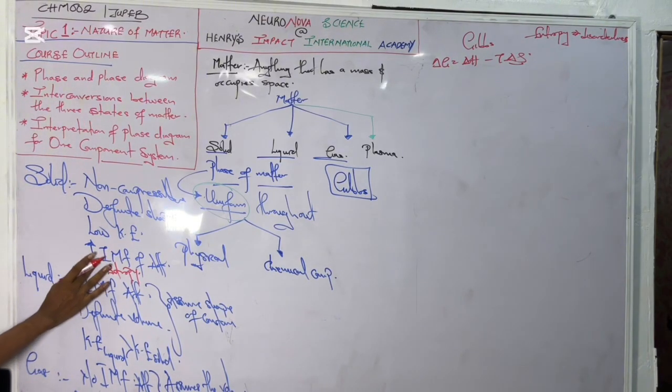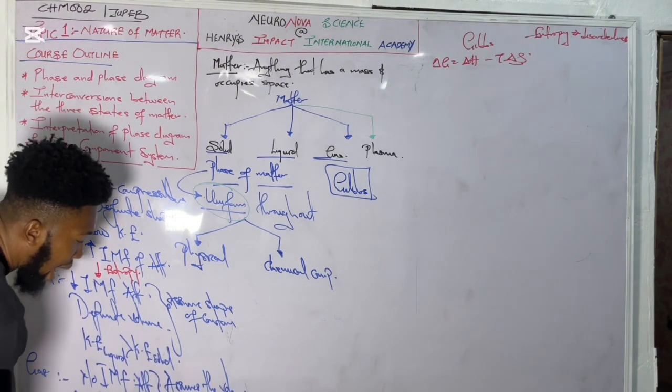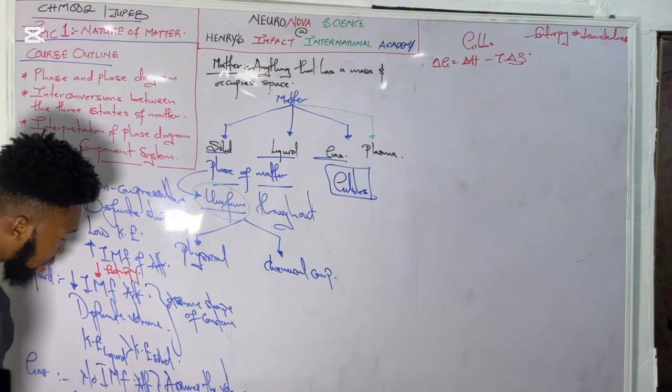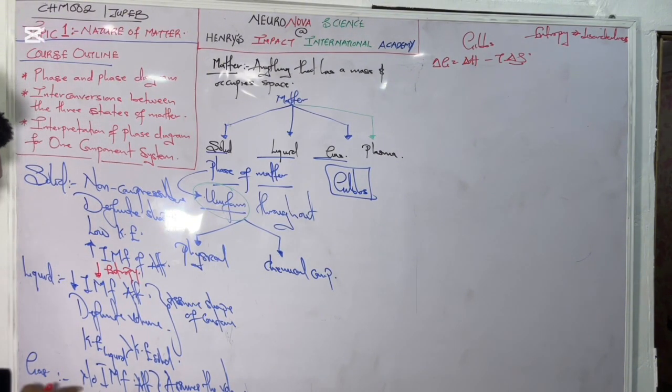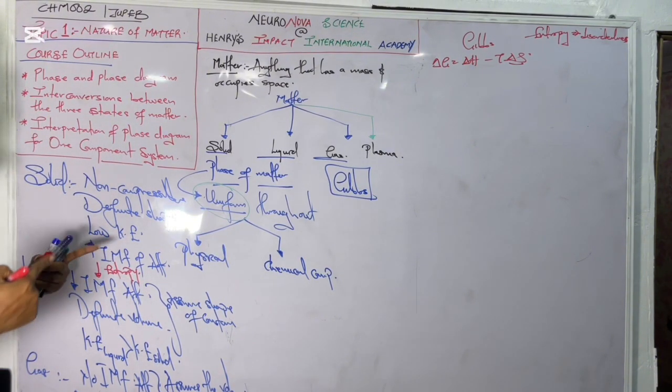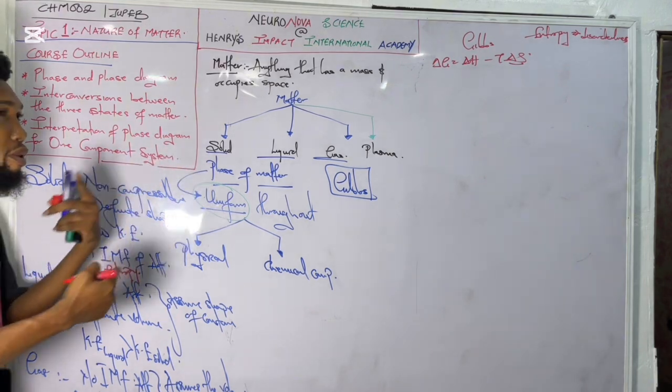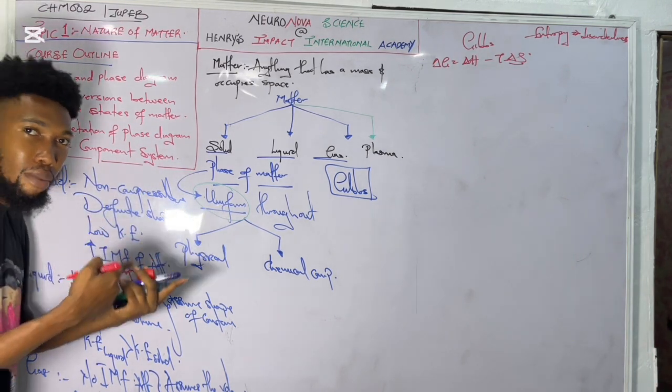These guys have low entropy. Why do these guys here have the highest entropy? Because they are very disorganized. They have high kinetic energies. When you have high kinetic energy, it means that you have the ability to randomize. You are going to be moving randomly to initiate different kinds of motion, like your Brownian motion.